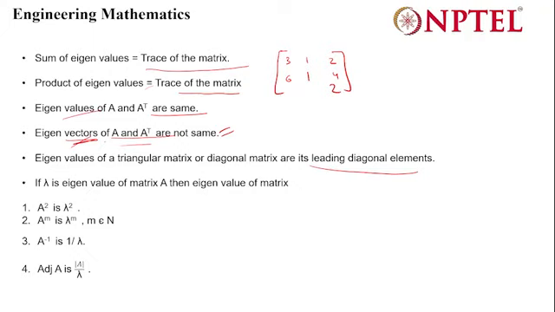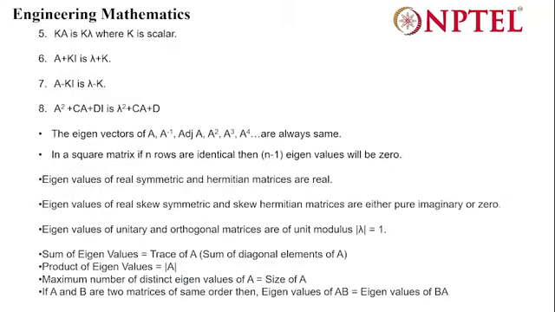If lambda is an eigenvalue of matrix A, then for A square it is lambda square. For A to the power m, it will be lambda to the power m. For A inverse, it will be 1 by lambda. For adjoint A, it will be determinant of A divided by lambda. Okay, these are small properties you should learn by heart. As much as you practice, you will learn these things.